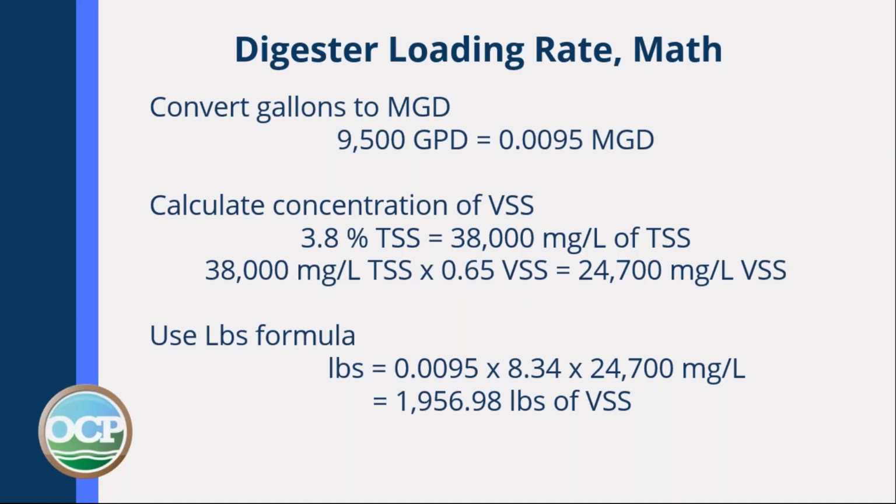Now we can use the pounds formula. Pounds equals your flow, 0.0095 million gallons per day, times 8.34, which never changes, times 24,700 milligrams per liter of volatile suspended solids, which will give you 1,956.98 pounds of volatile suspended solids.